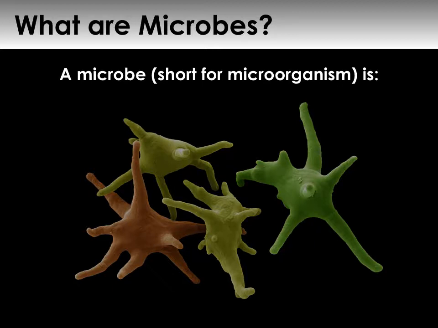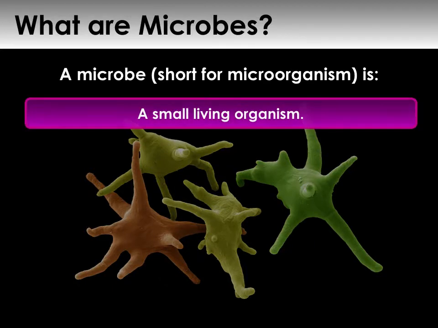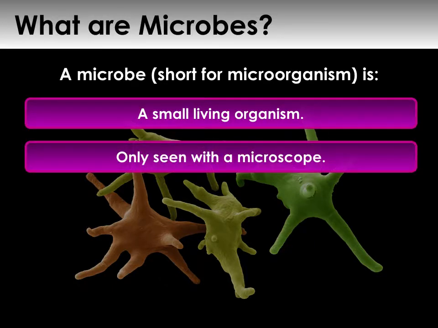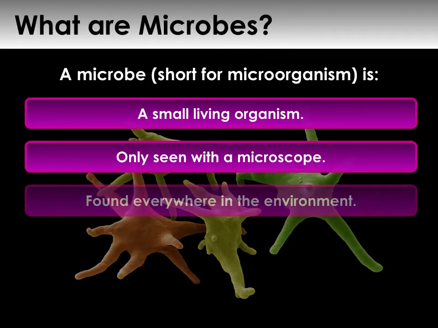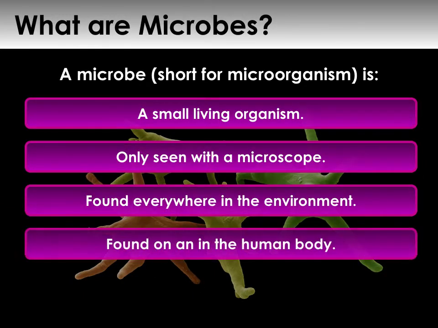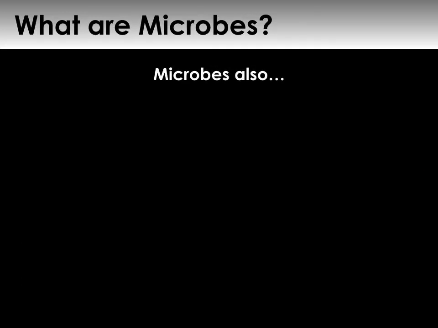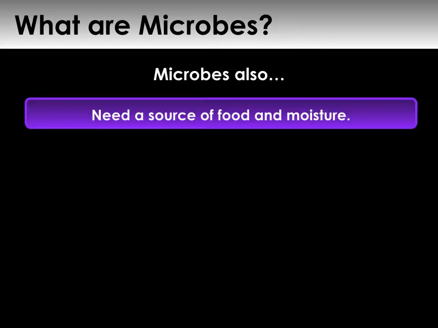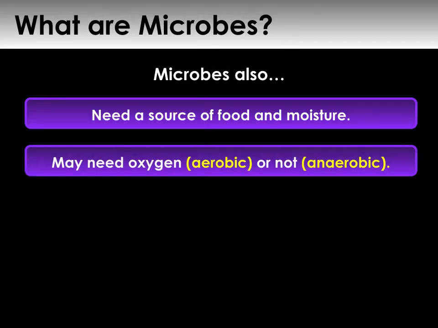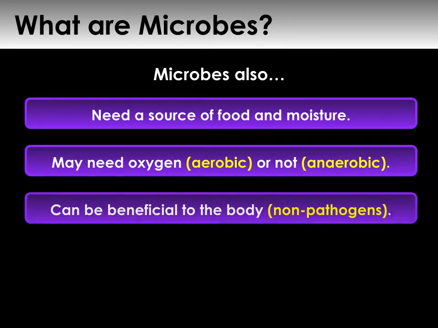A microbe, which is short for microorganism, is a small living organism that can only be seen with a microscope. It's found everywhere in the environment, found on and in the human body, and they prefer warm, dark environments. Microbes also need a source of food and moisture. Some of them may need oxygen, but not all. Those that do are called aerobic, and those that do not are called anaerobic.